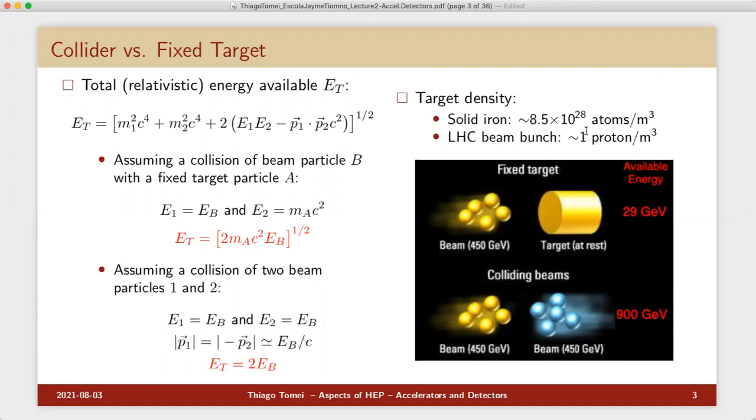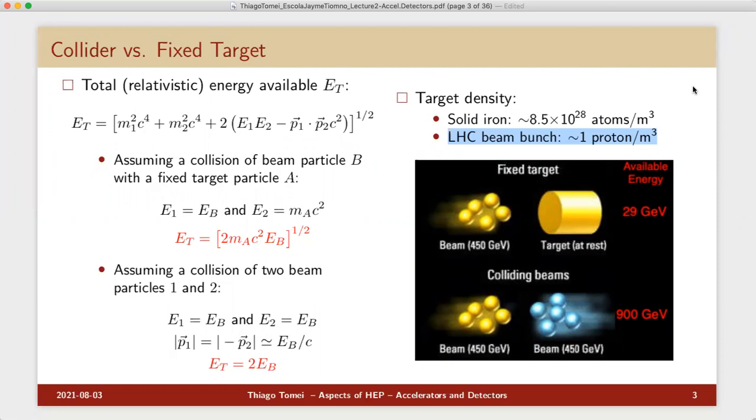If you run the numbers, let's say that you're colliding protons against iron. Solid iron has something like 9 × 10⁻28 atoms per cubic meter. The LHC beam bunch, on the other hand, is much, much, much more thin. Sure, it has 10⁻11 protons, fine. But 10⁻11 is nothing, essentially, compared to something like Avogadro's number, right?